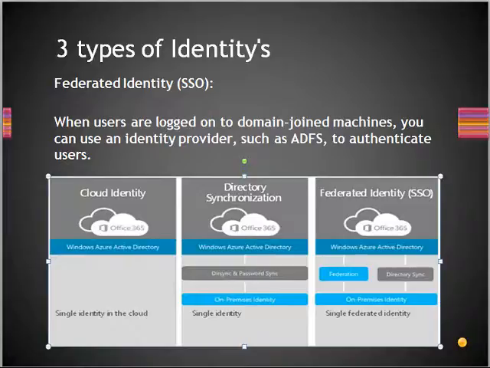So these are the three types: cloud identity, no integration, two usernames, two passwords; directory synchronization, same username and password, but both username and password are stored in Windows Azure Active Directory as well as in the on-premise identity. Federated identity, only the username is stored in Azure Active Directory, passwords are stored on-premise. But it's a bit complex and federation has to be used.